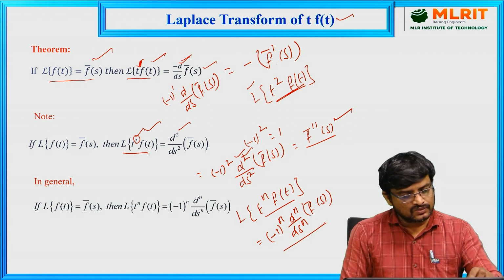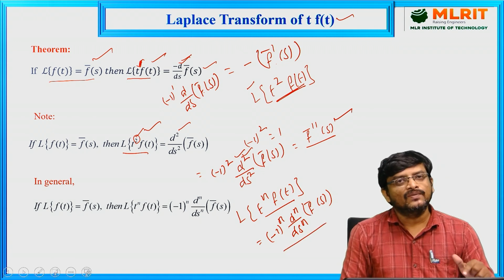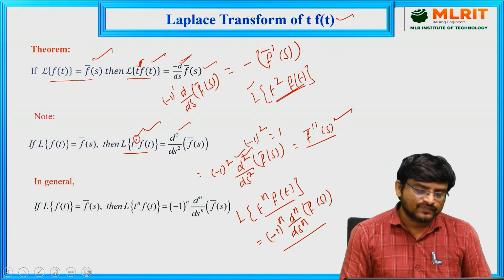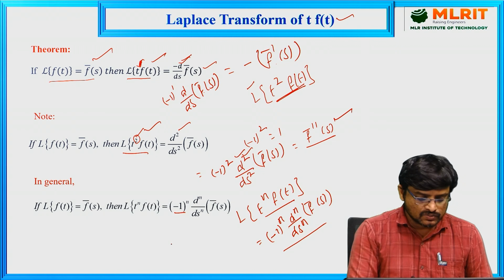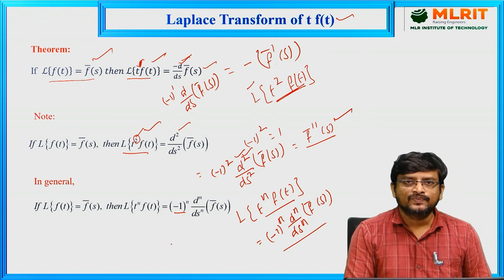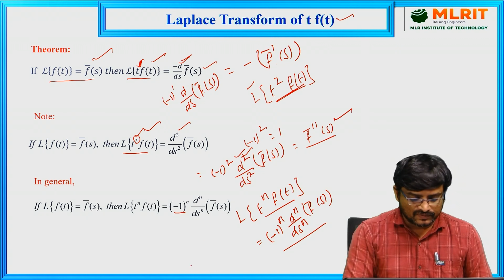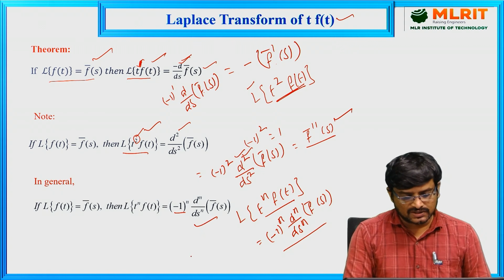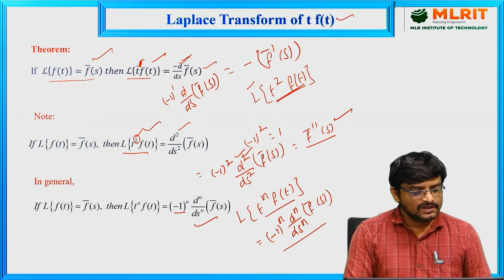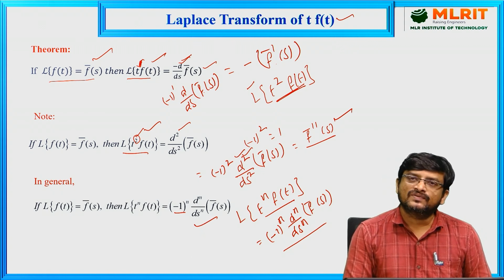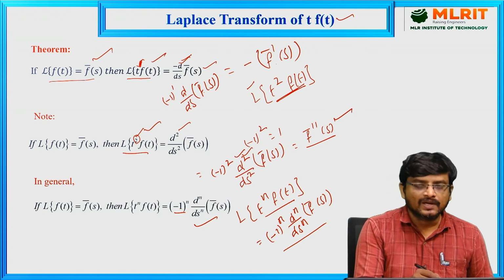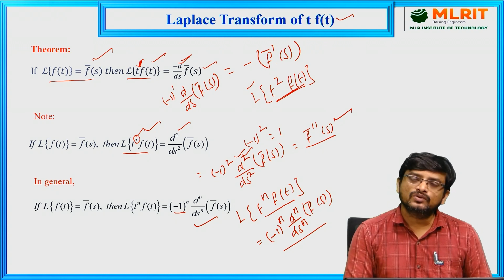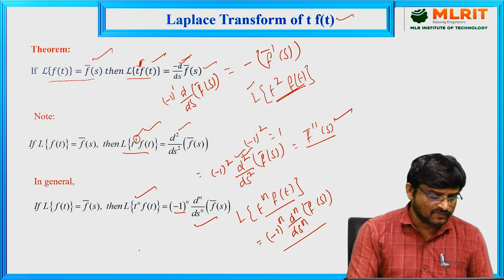So from these two formulas we can generalize and we will get the general formula for Laplace transform of t power n into f of t, which is given by minus 1 whole to the power of n into nth derivative of f bar of s with respect to s. So this is the formula for Laplace transform of t into f of t and t square into f of t, and by using this general formula we can also find the Laplace transform of t cube into f of t.